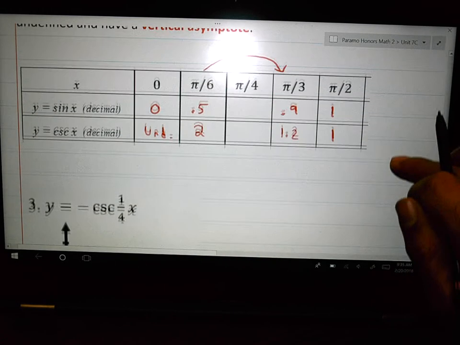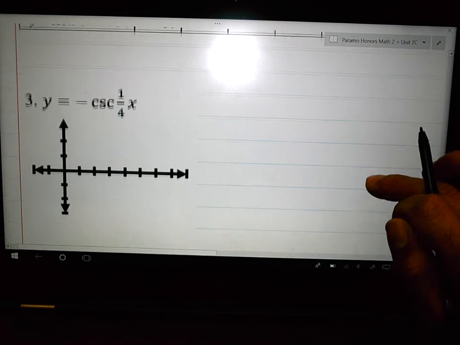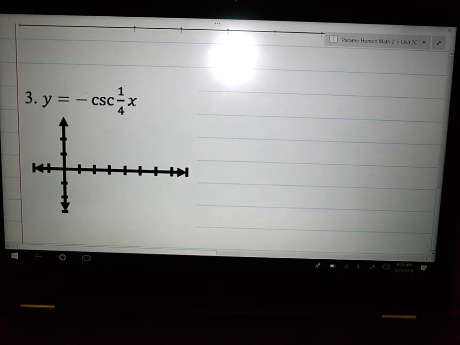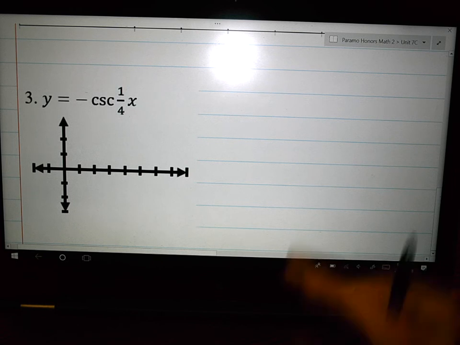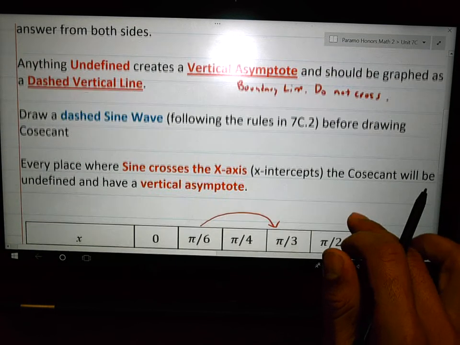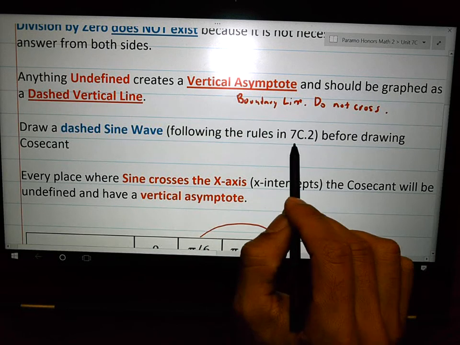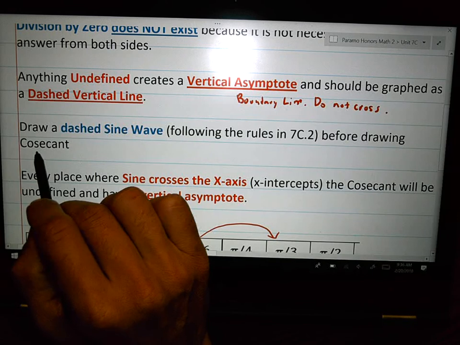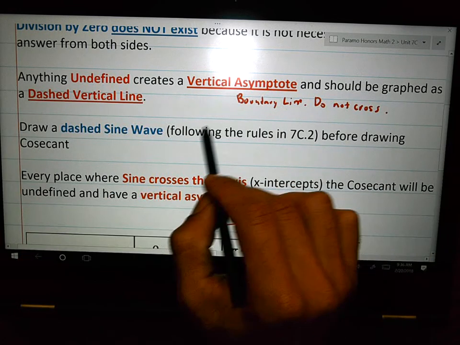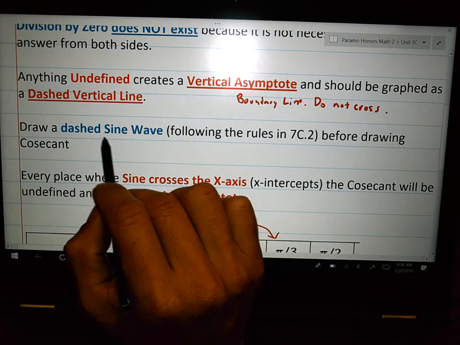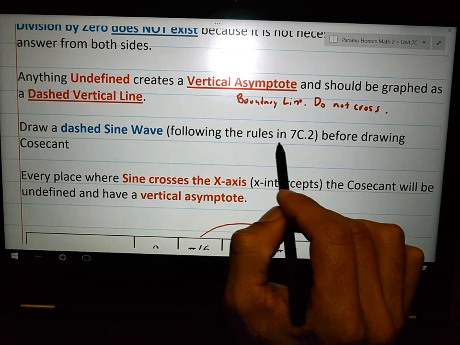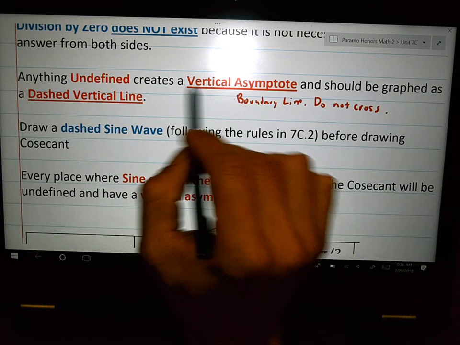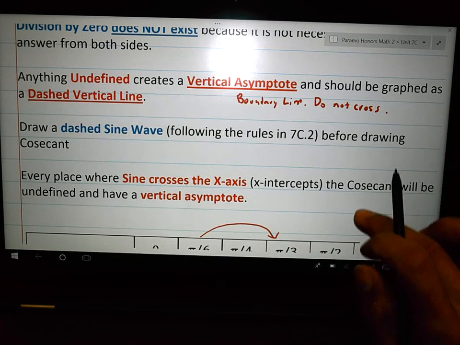Now, with that being said, when you actually go to graph, this is what I'm going to recommend that you do. I'm going to recommend that you follow the rules of 7C.2 before drawing your cosecant graphs. So I'm going to draw every single thing for the dashed sine wave that I did before, except I'm going to have these vertical asymptotes, and I'll show you what it's going to look like.